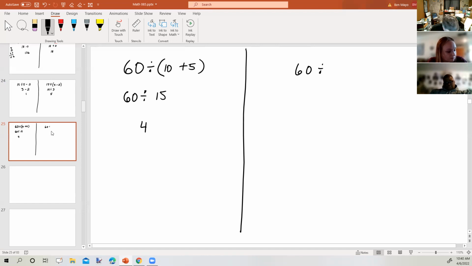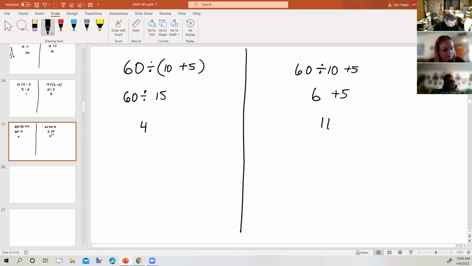60 divided by 10 plus 5. Without the grouping symbol, we would do division before addition. 60 divided by 10 is 6. 6 plus 5 is 11. Any questions on that example? Okay.